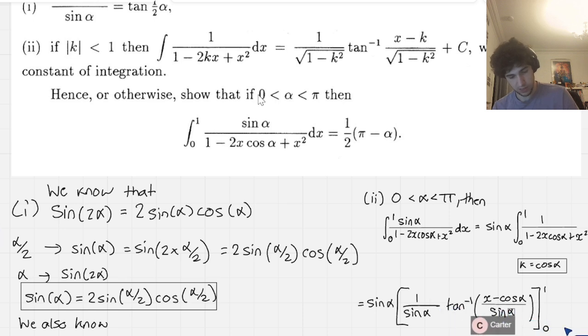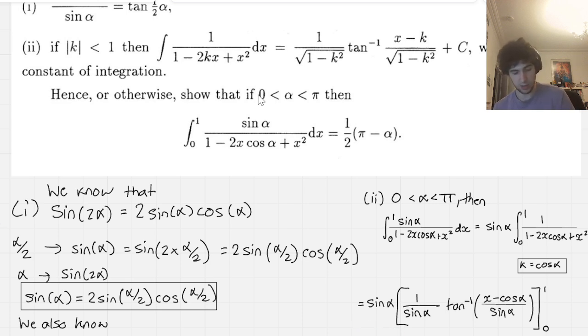So notice that this looks pretty similar to the first part of the question. The first part of the question told us that 1 minus cosine alpha over sine alpha is equal to tan of alpha over 2. So this isn't quite in that form because I have an x there. I don't really know what's going to happen if I turn this into an x. But remember, we're evaluating this at x equals 0 and x equals 1. So let's just do that.